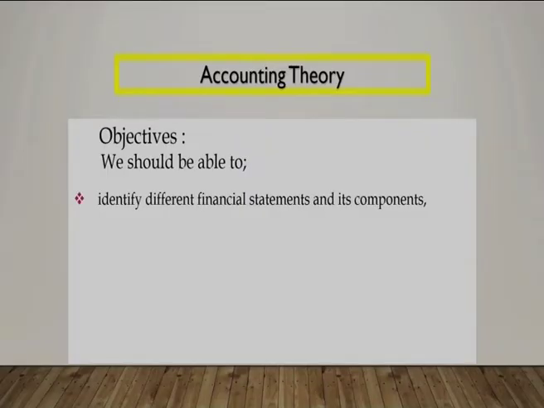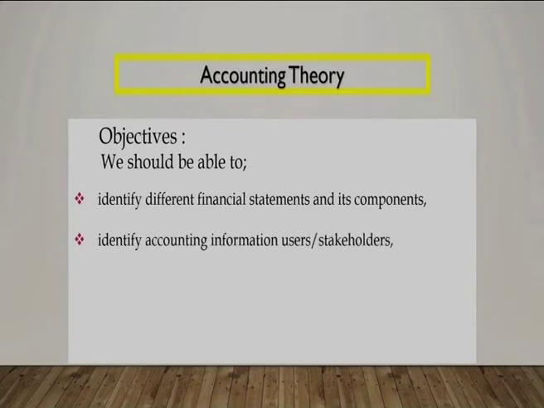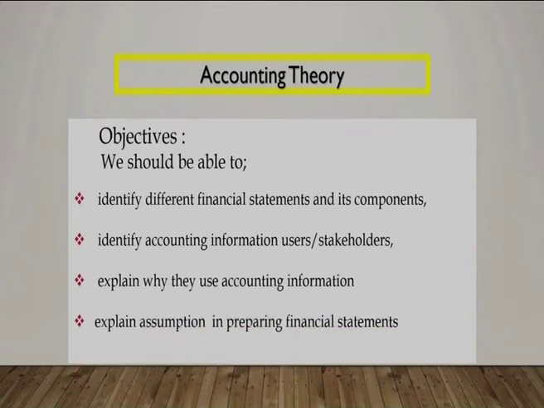This lesson is accounting theory for Key Stage 5, classes 11 to 12. At the end of this lesson, we should be able to fulfill the following objectives. Number 1, identify different financial statement users and its components. Number 2, identify accounting information users or stakeholders. Number 3, explain why they use accounting information. Number 4, explain assumption in preparing financial statements.